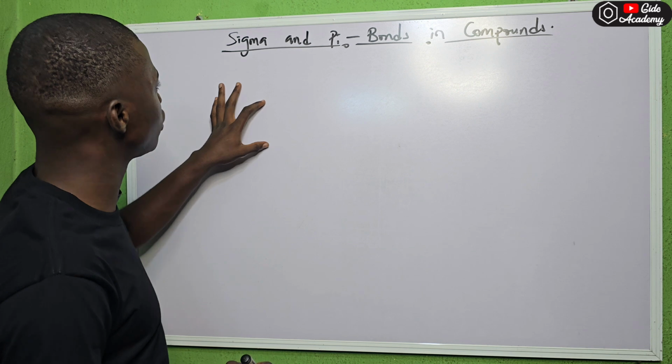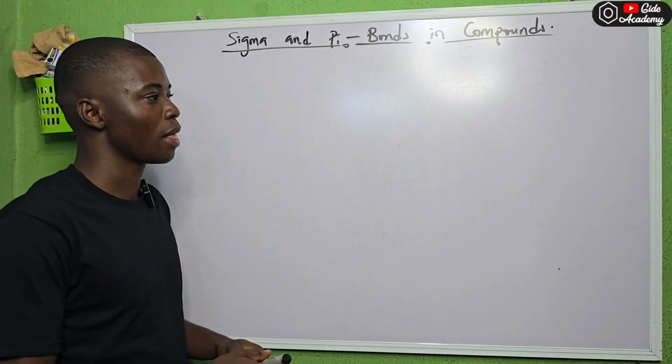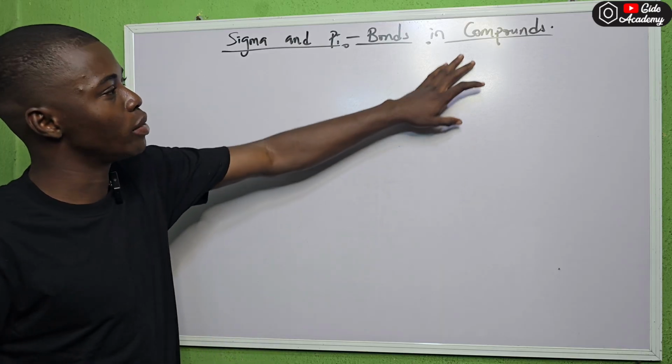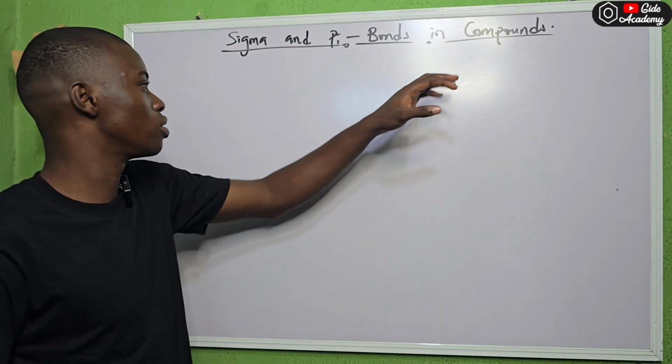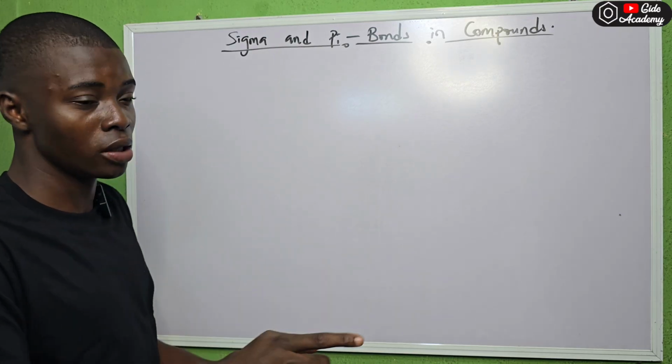And in this particular video, we'll be talking about sigma and pi bonds in organic compounds. Please take note, the compounds we'll be dealing with are mostly organic, not just any compound. But before we start, I want you to take note of something very well.